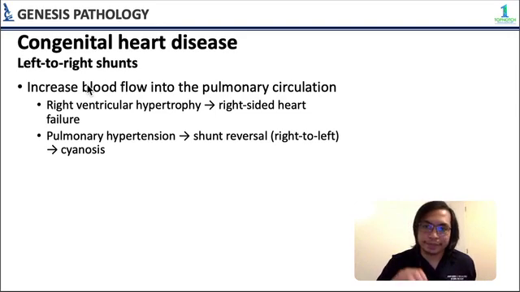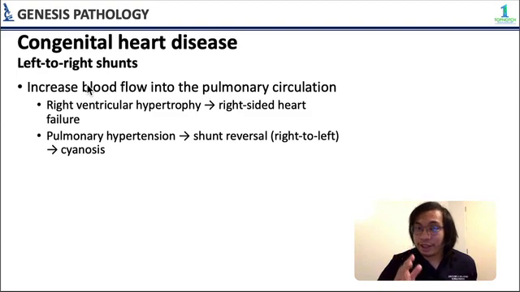No? Again, butas yung heart, yung blood sa left pupunta sa right side, yung right side ipapump yung blood sa pulmonary circulation. Increase blood flow into the pulmonary circulation. What will happen if blood flow is increased into the pulmonary circulation as with left to right shunts? So our pulmonary circulation is usually low pressure and low resistance.